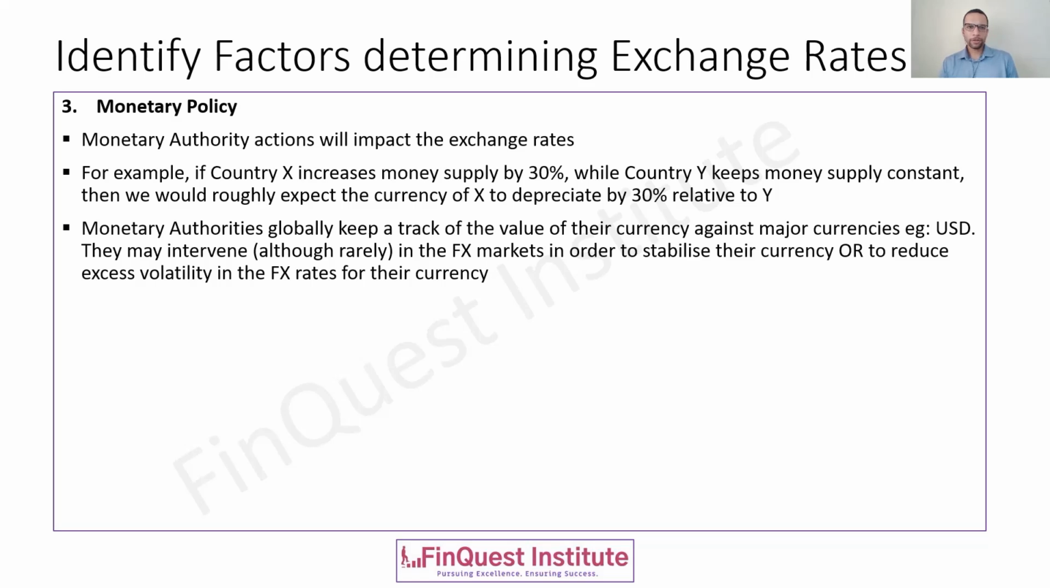Now, for example, if country X decides to increase the money supply by 30%, and let's say country Y is going to keep the money supply constant, then we would roughly expect that the currency of country X should depreciate by 30% relative to Y. Now, the supply of money within a certain system will be again governed by the monetary policy. So that respective monetary authority can decide whether it wants to increase money supply or whether it wants to reduce the money supply.